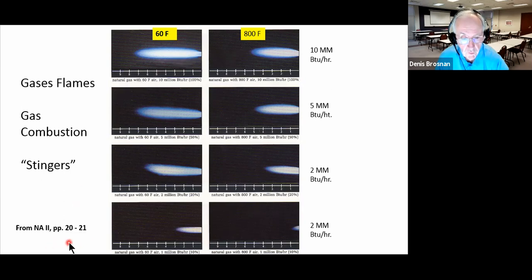And full credit to North American. This is from volume 2 of the North American Combustion Handbook. Now, of course, these flames are blue, typically around the outer edge where combustion initially takes place very rapidly, and a little bit lighter toward the inside core of the flame.